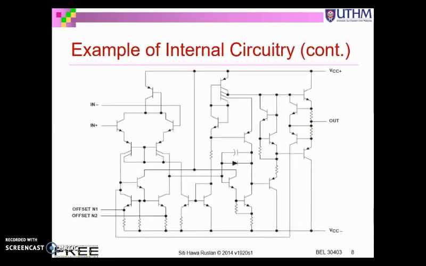This is another example of internal circuitry of op-amp. This is from a different manufacturer. You have two inputs just now, positive input, negative input, one output. Of course, you have a power supply, plus VCC, minus VCC. This is offset input. I will talk about the offset input later.